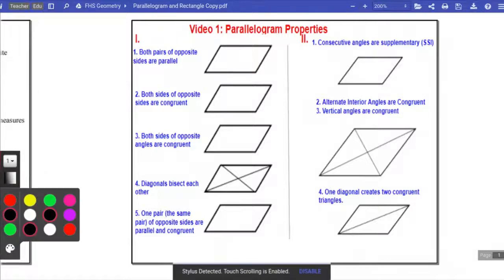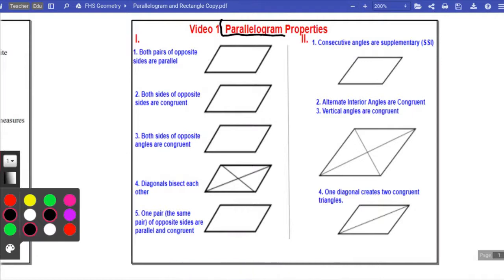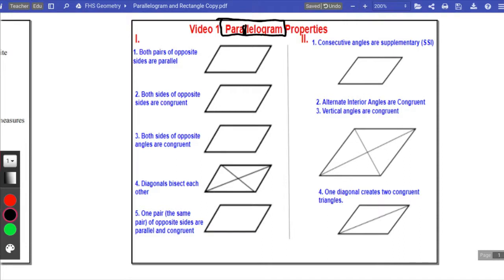Today, we will be talking about parallelograms. Now, notice something. With a parallelogram, we have two little lines right here. You see these two lines? Those two lines have a reason. There's a reason why they're there. Those two lines represent parallel.